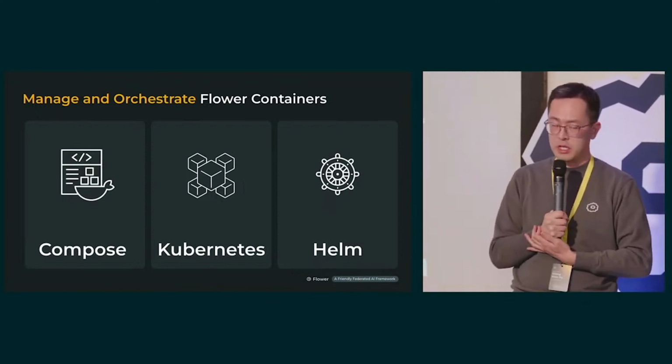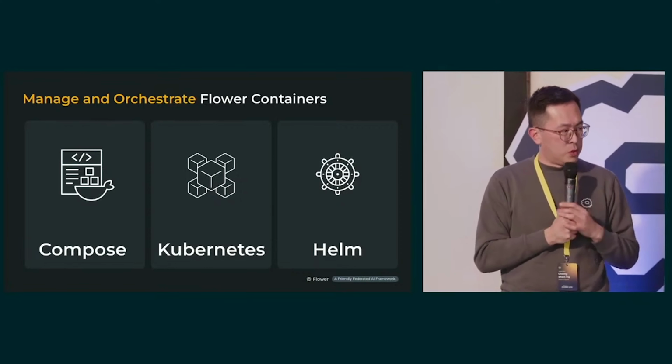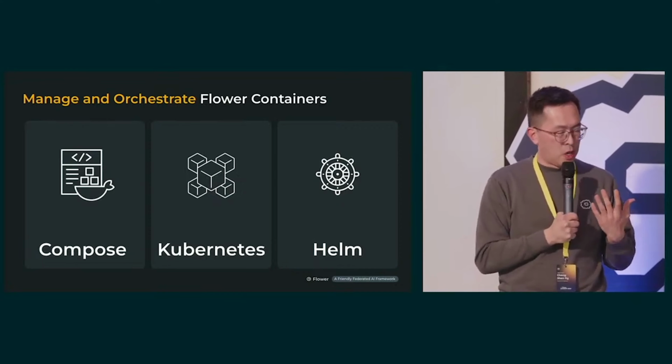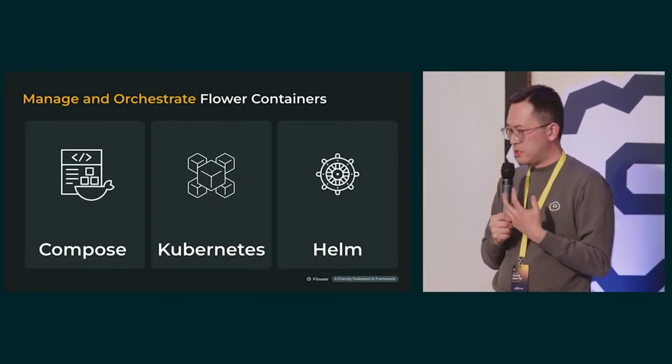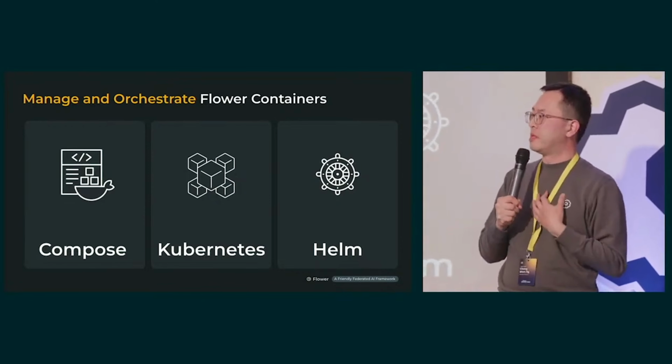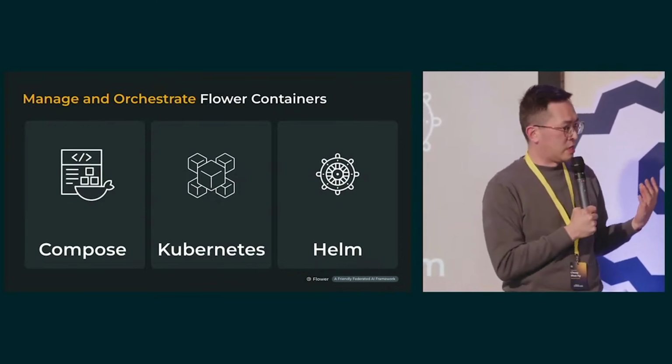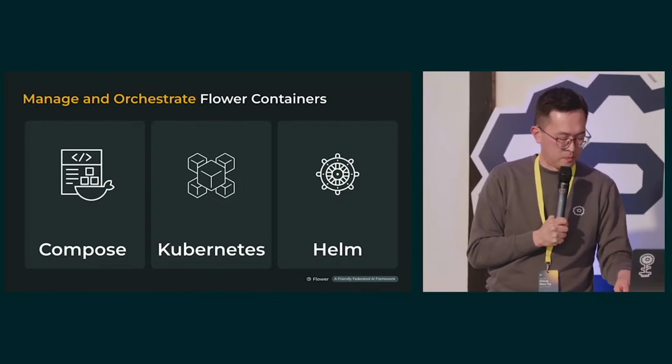It's available online in the documentation. You can check it out. We also have the capabilities to deploy in Kubernetes and Helm charts. So if you want to talk more about these, feel free to come and ask me or speak to any of the Flower team you can see later on.